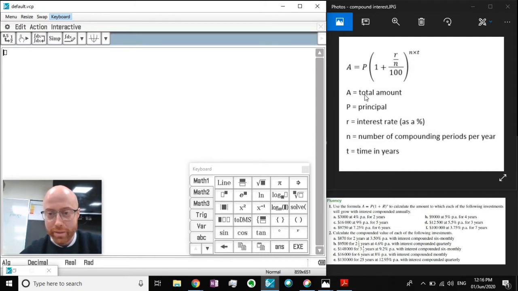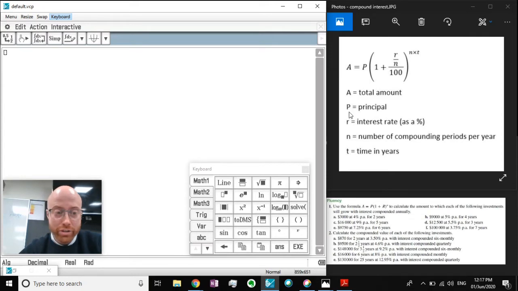Okay, what do all the letters stand for? We've got A as the total amount. Notice that this is different to simple interest, where it was I equals. There it was the interest that we calculated. Here it's the total amount that we calculate. That'll come into play in later questions when it asks you what the interest is.